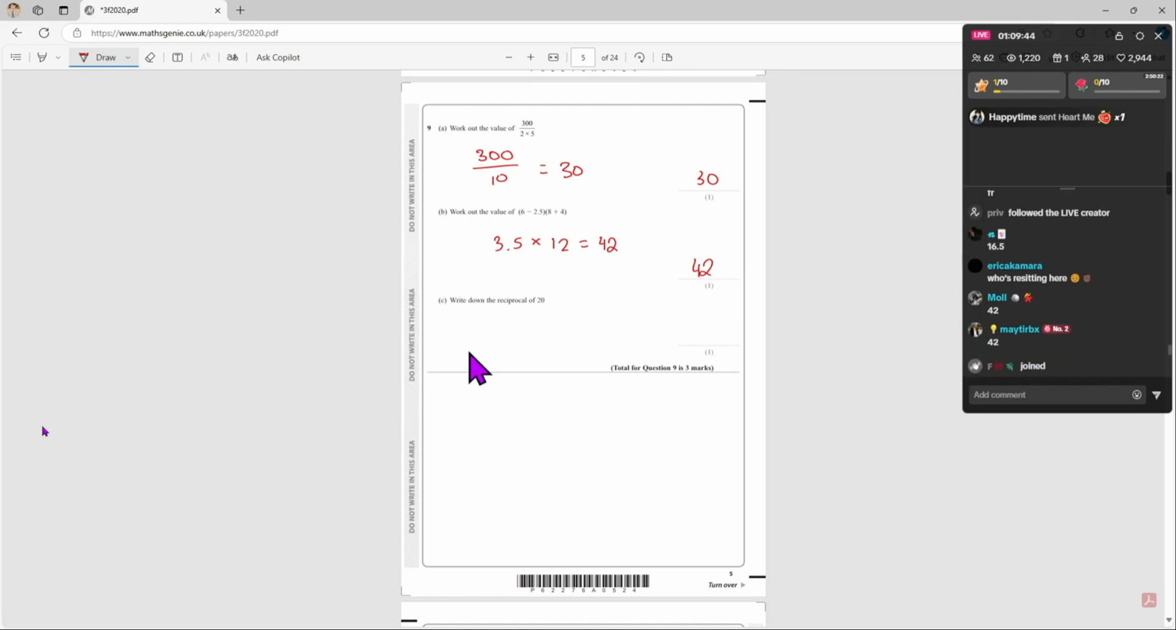Now, in the chat, tell me the answer to the next question. Write down the reciprocal of 20 in the chat. Tell me what is the answer. It's a 1 mark question. Should be easy. What is the reciprocal of 20, guys?